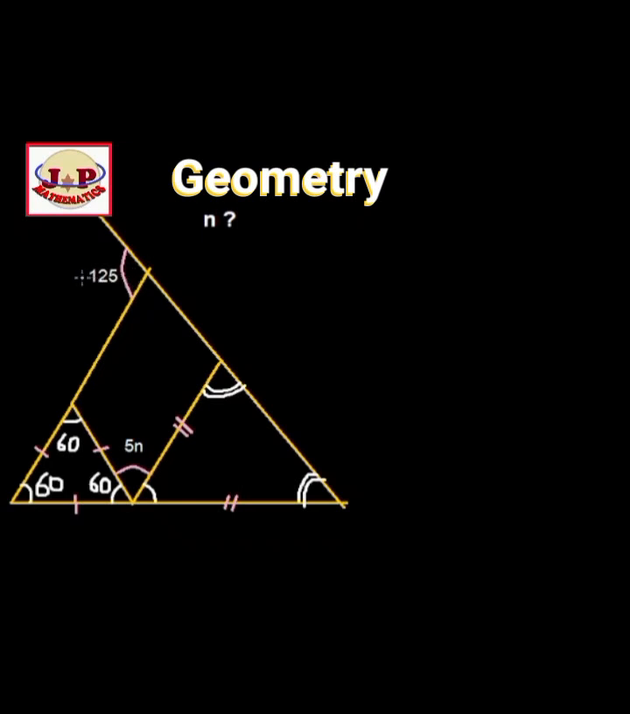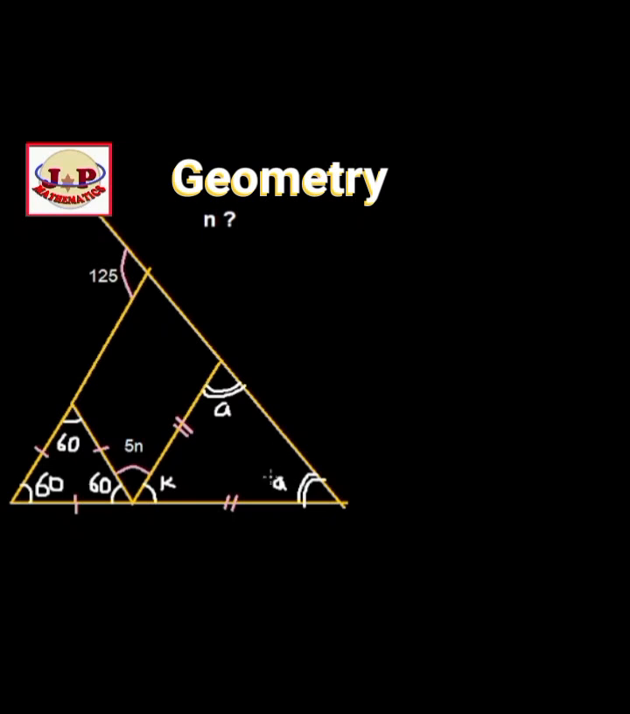125 as the exterior angle. Now if this 125 is the exterior angle, then the other angles are the interior opposite angles. They have 60, they have this angle. Let me call this angle A for the time being. Obviously this is also angle A, because they are the same. Let me call this angle K just for the time being.